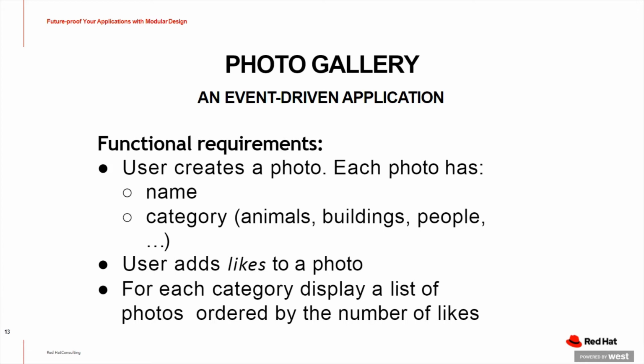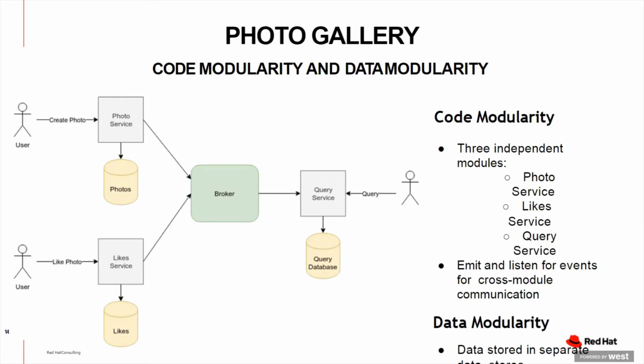And then while the user is browsing through the photo gallery, he can find a photo which he likes, and we allow the user to add likes to the photos. There is a button displayed next to each photo so that the user can click it and add likes. And the third requirement is that for each category, we want to display to the user the list of most popular photos. So with these requirements, we came up with the following architecture.